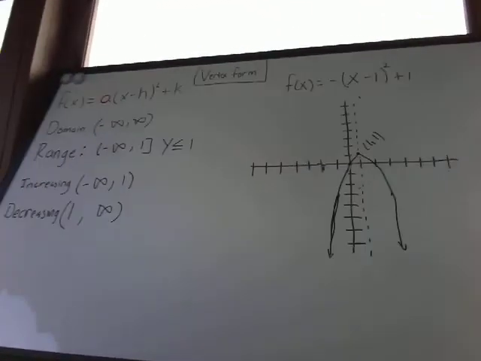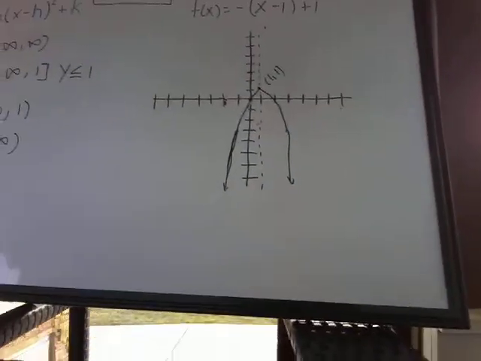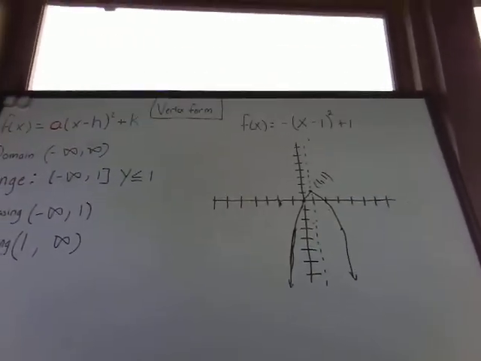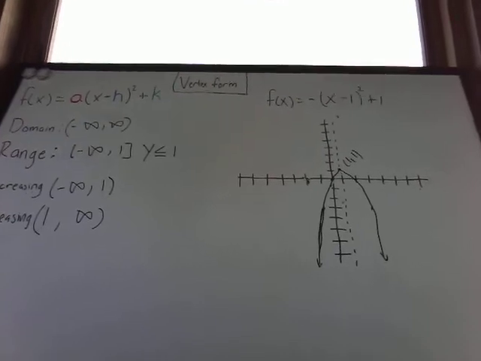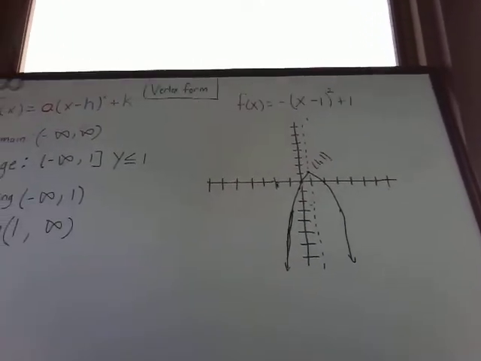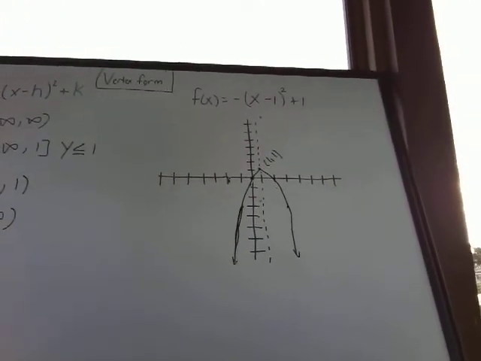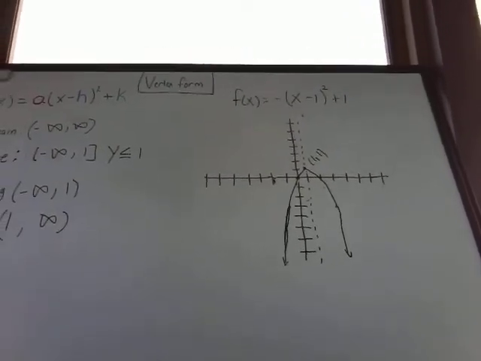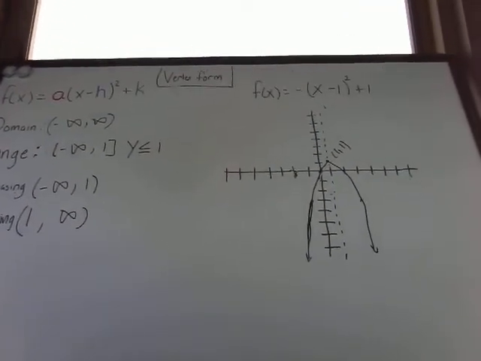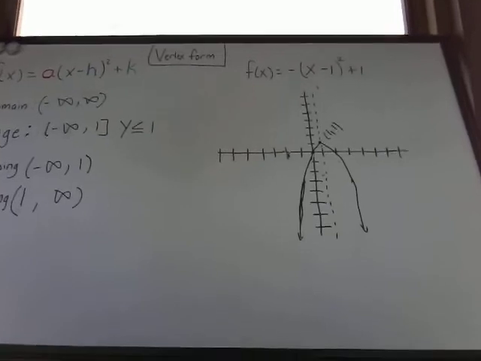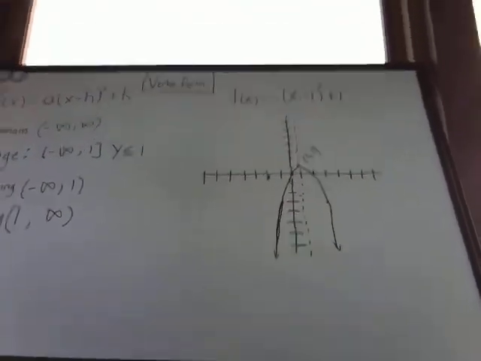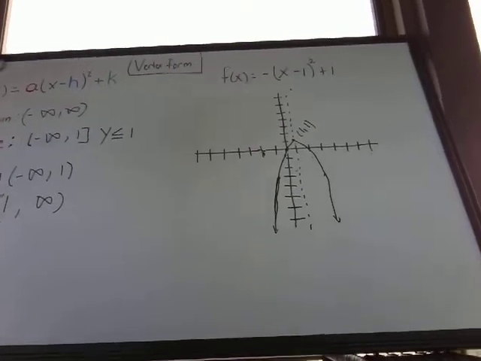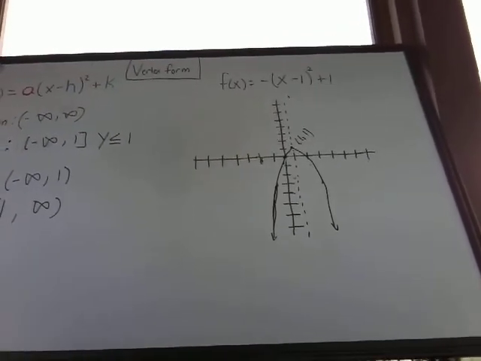So for your assignment, I'm going to ask you to find your domain and your range. Let me know the intervals where it's increasing and decreasing, and give me your vertex and your axis of symmetry. Then I need you to graph it as well. You're going to have 2 problems to do. If you need to copy this down, go ahead and pause the video at this moment and copy this down.